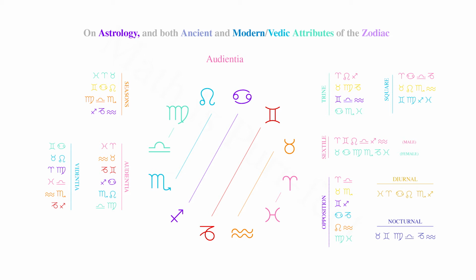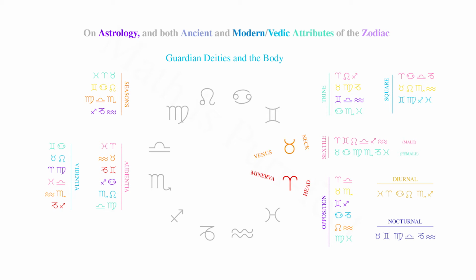To each of the signs of the zodiac is assigned a guardian deity, not to be confused with a ruling deity, as well as the part of the body over which that sign rules. To Aries is assigned the head, guarded by Minerva. Taurus influences the neck and is guarded by Venus. Gemini rules the arms and is guarded by Apollo, whereas Cancer rules the chest and is guarded by Mercury.